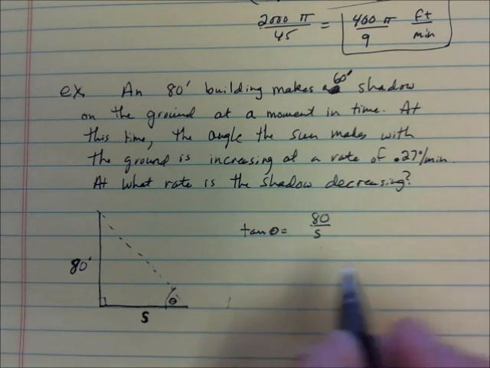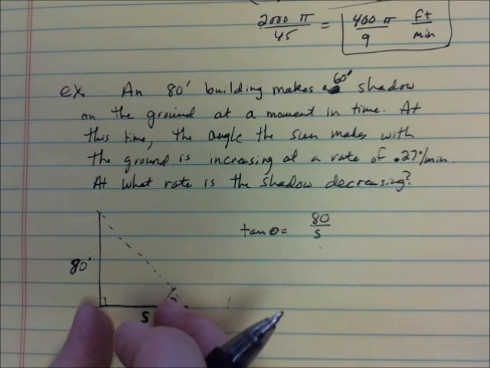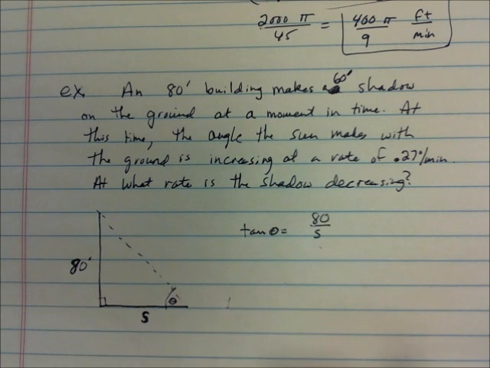And what do they want in this question? They want to know the rate that this shadow is decreasing. Oh, so this shadow is getting smaller and smaller. So they want ds dt.